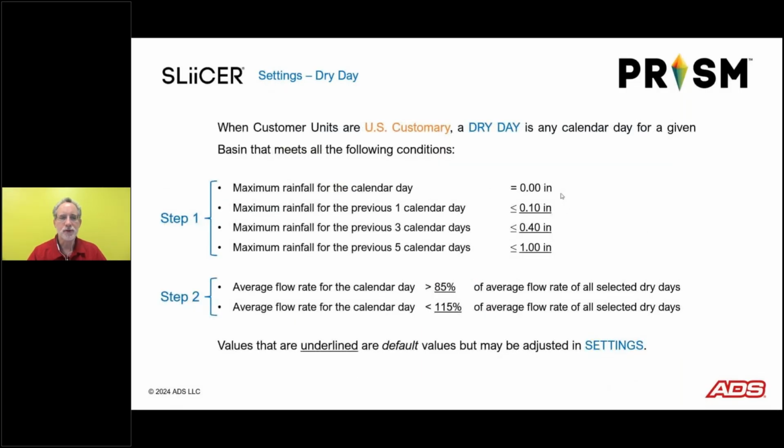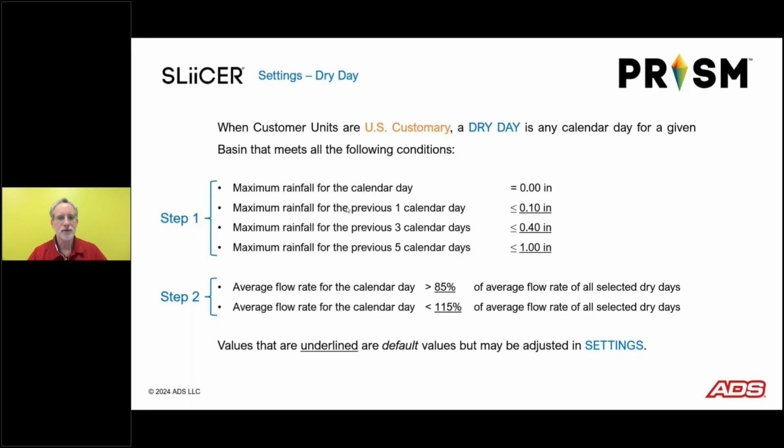So what do these terms look like? I'm going to show you what these settings look like for what I call a US customary units of measure customer and for a metric customer. So let's take the US customary units first. The dry day selection process in our automated algorithm is a two-step process. The first step deals with rainfall.